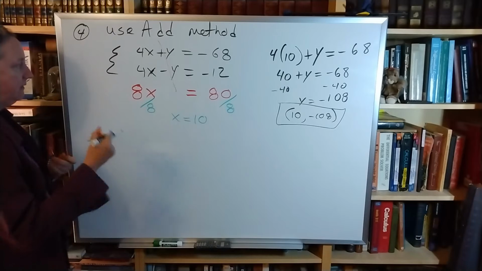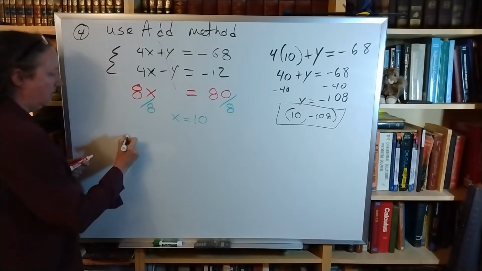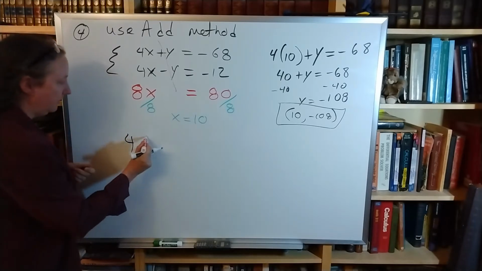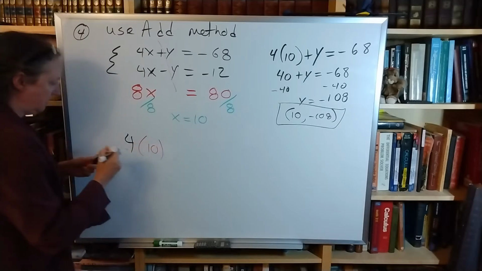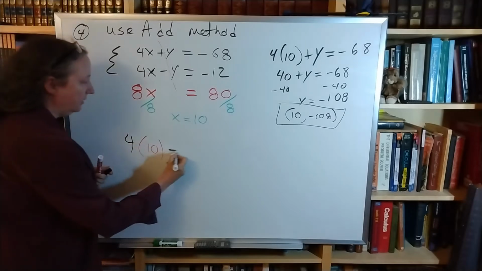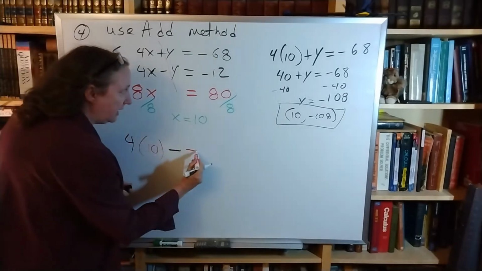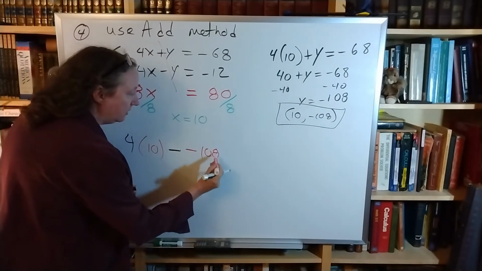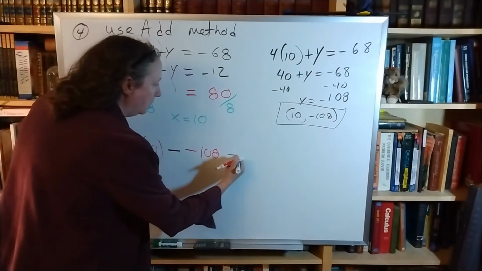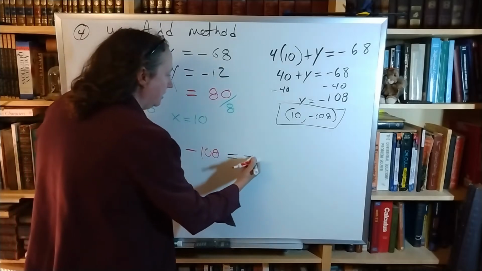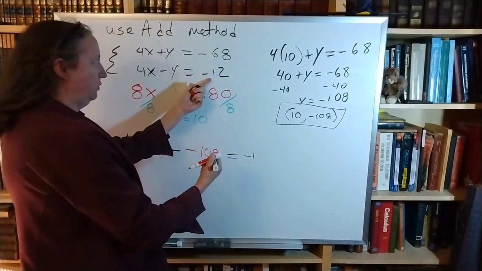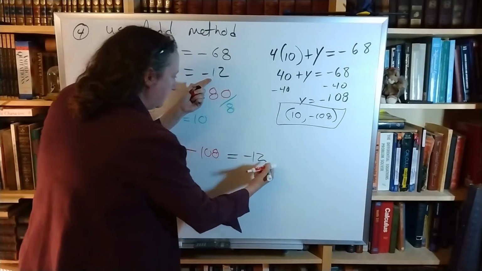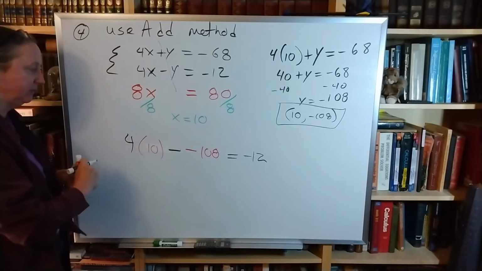So I have 4 times 10 minus negative 108 equals negative 10, negative 12. Make sure you copy your numbers right.